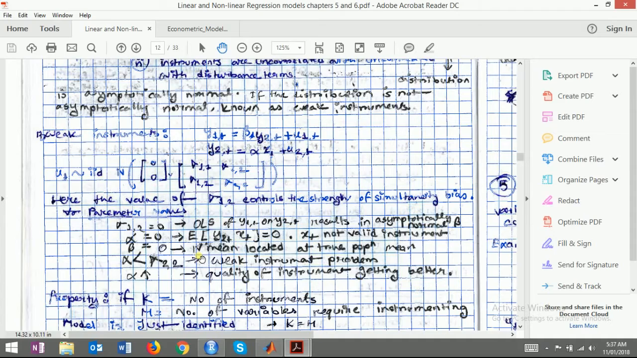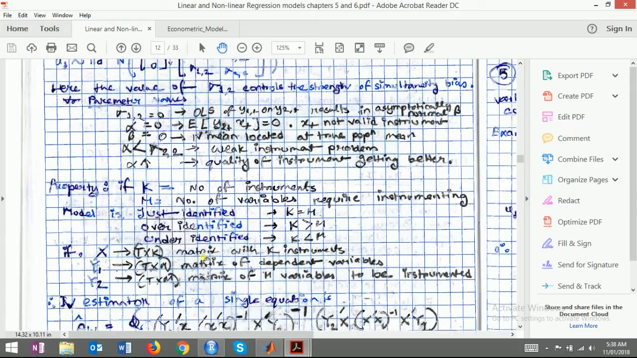If alpha is less than sigma 2 2, we have a weak instrument here. So we talked about sigma 1 2, which is estimated with the OLS of y1t on y2t. If alpha goes up compared to sigma 2 2, when sigma 2 2 remains constant, the quality of the instrument is getting better.